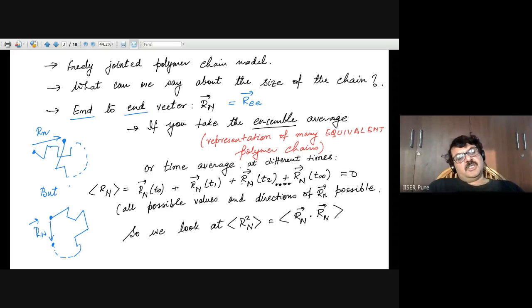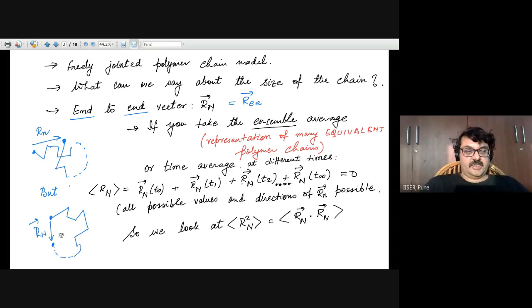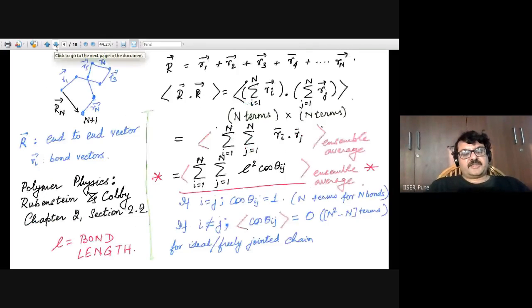But if you want an idea about spread, it is better to look at Rn squared, the end-to-end vector squared, so it will be a positive quantity and a scalar. Here, it was a vector sum and it became 0 on average. But now there's a positive scalar quantity, it can't average to zero, and its statistical mean will give you some idea about the spread of the polymer chain. So let's try to do that.